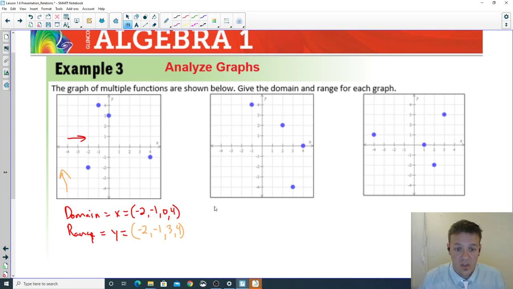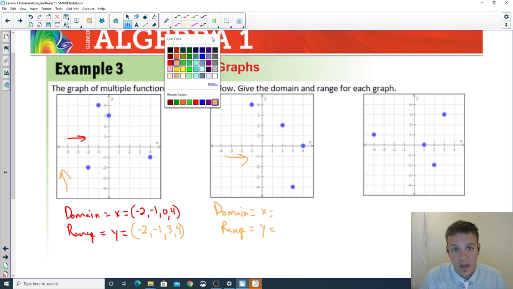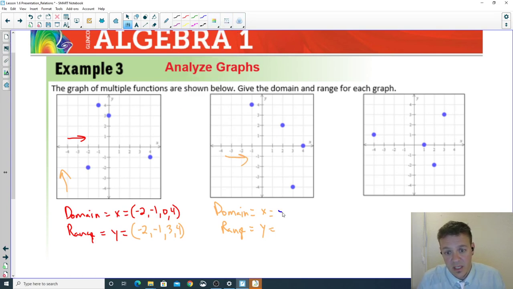Next one, do the same thing: domain and range. This is the x coordinate and that's the y. As I go left to right, I get my coordinates: -1, then 2, an x at 3, and an x at 4. So there's my domain. For my range, I start from the bottom up: -4, then 0, then 2, and finally 4.